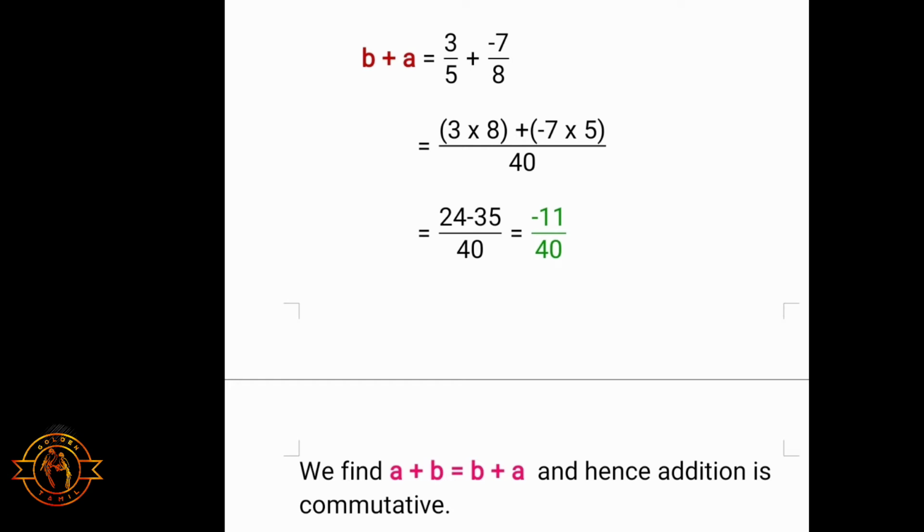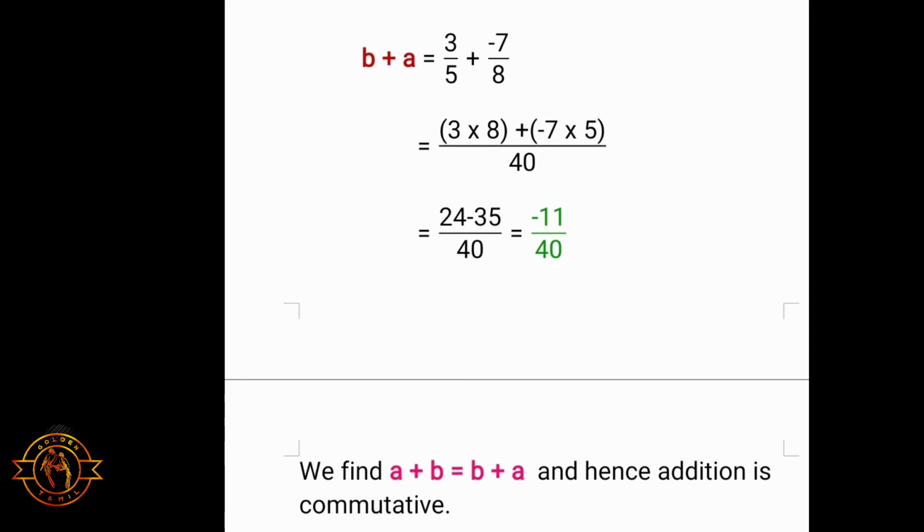So we have to multiply 3 by 5 with 8 by 8, and minus 7 by 8 with 5 by 5. Now we get 3 into 8 plus minus 7 into 5 by 40. What is 3 into 8? Yes, it is 24. And what is minus 7 into 5? Yes, it is minus 35.